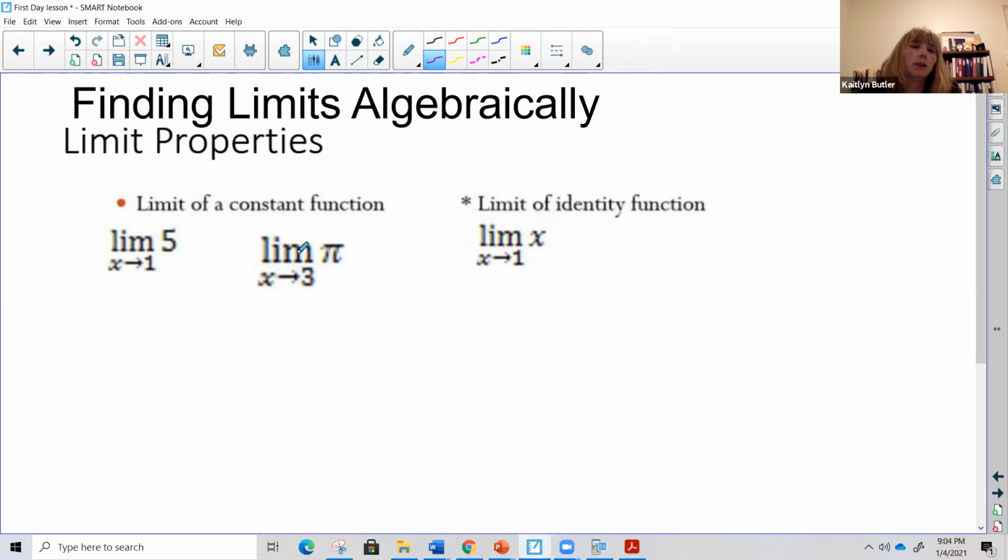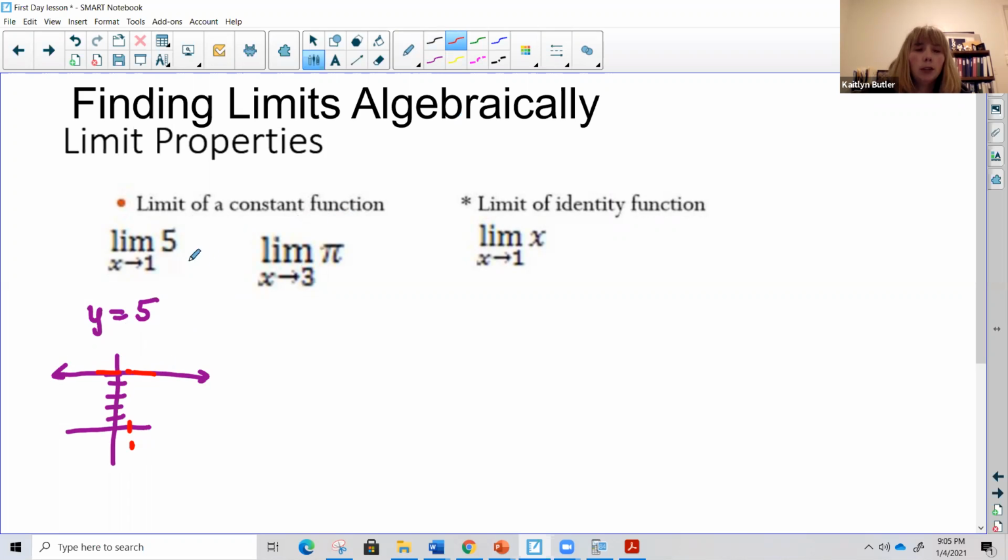So the first thing is the limit of a constant. If you think about a constant, what this means is that my function is equal to 5. The other way to write it is y equals 5. And if you remember, y equals 5 means y is always 5, so that would be a horizontal line at y equals 5. So at any x value that I approach, if I'm looking at the limit as x approaches 1, that approaches both from the left and from the right the y value of 5.